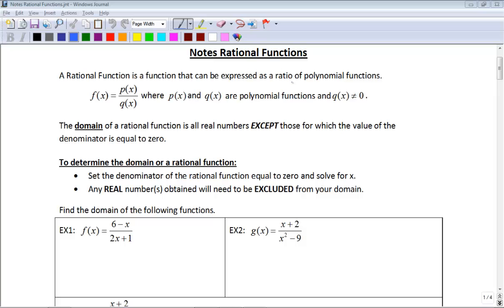This section deals with rational functions. So let's begin by defining what a rational function is. A rational function is a function that can be expressed as a ratio of polynomial functions. So ratio just makes us think of fractions.